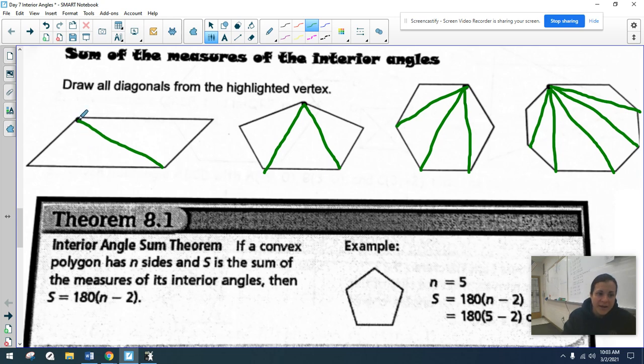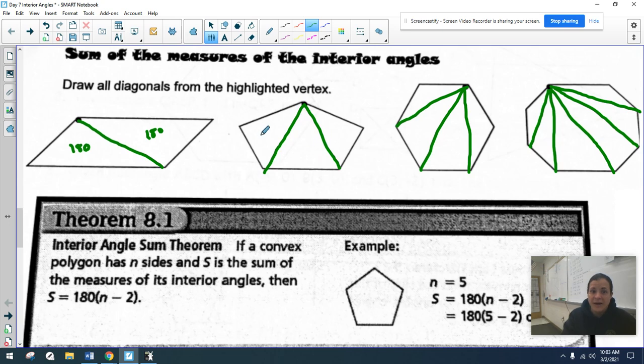The reason why is if you make it into triangles, it has 2 triangles. So these 3 angles add up to 180. And these 3 angles in this triangle add up to 180. So total, if I add all 4 angles, you're going to add those and get 360.